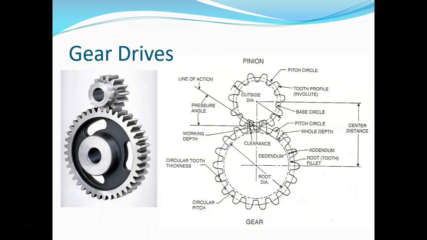So let's go back and look at that. If the smaller gear is 25 teeth, it's going to have to make 2 full rotations for 1 rotation of the larger gear, which has 50 teeth. So that's our gear ratio. It's 2 to 1.